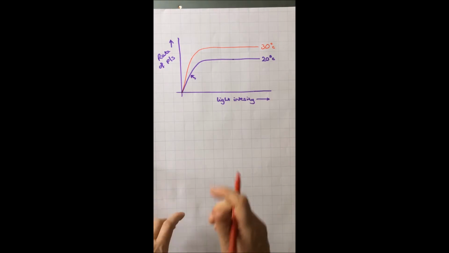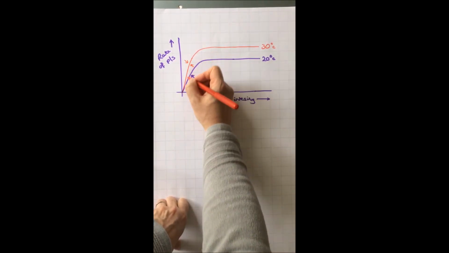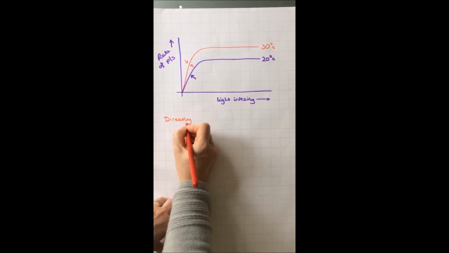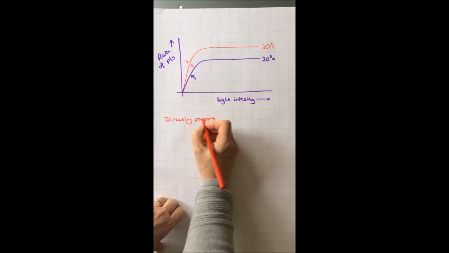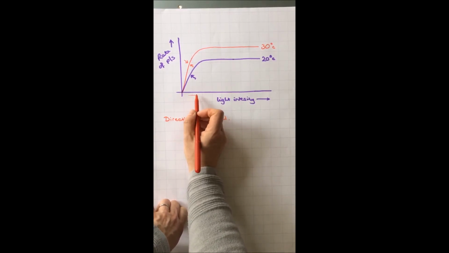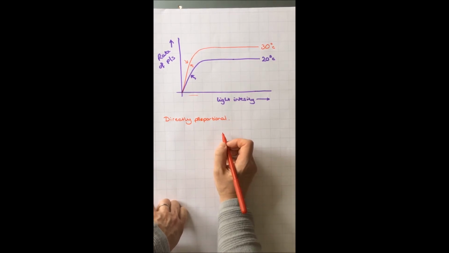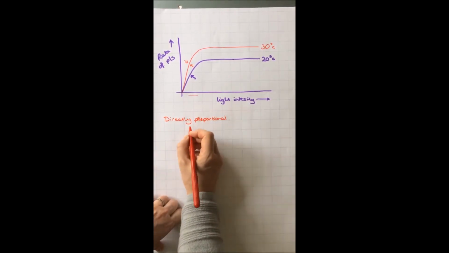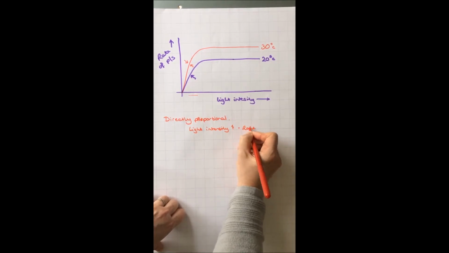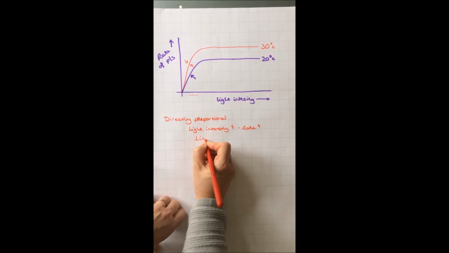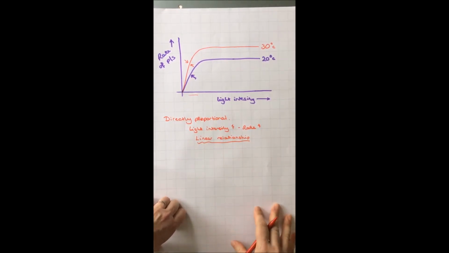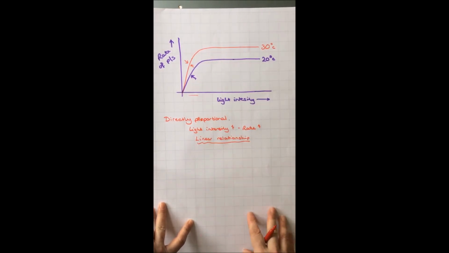And what we say is, when we look at this, that at this region here, this area is referred to as directly proportional. Directly proportional, because as light intensity increases, the rate of photosynthesis also increases. So as light intensity increases, so does the rate. And so we have a linear relationship between these. This is similar to what you will have looked at in maths. We have a linear relationship because this here is a straight line.